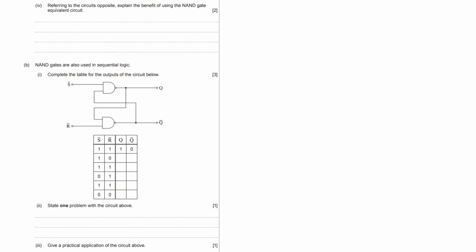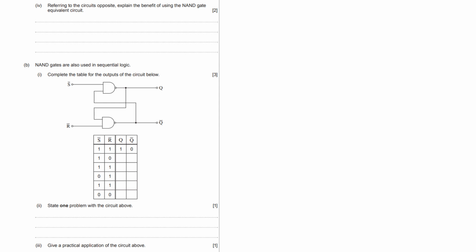Referring to the circuits on the previous page, explain the benefits of using NAND gate circuit equivalent. Well, obviously it's the idea that fewer chips would be needed. If you looked at the previous question, you would see that one chip, we call them ICs, integrated circuits. So one IC would be needed with the NAND gates, and you can see that 3 ICs would be needed for not converting to NAND. So please write that down.